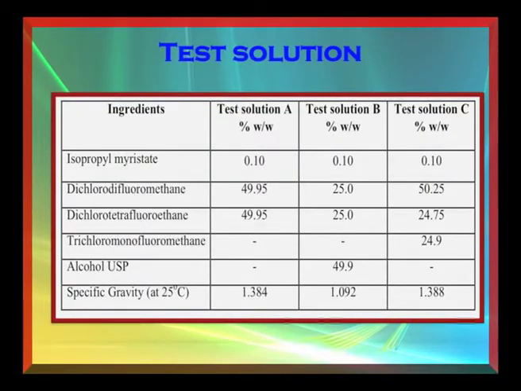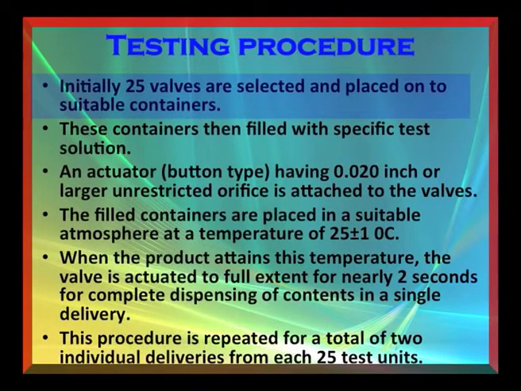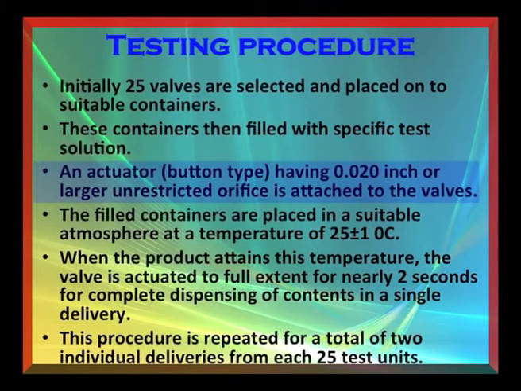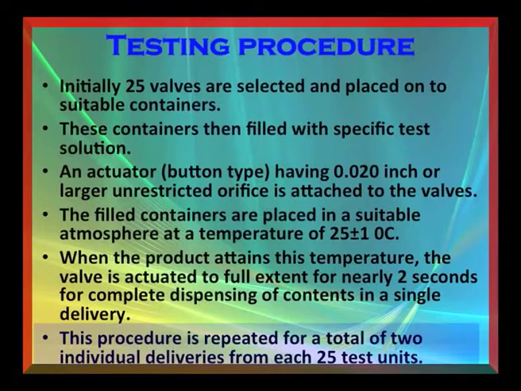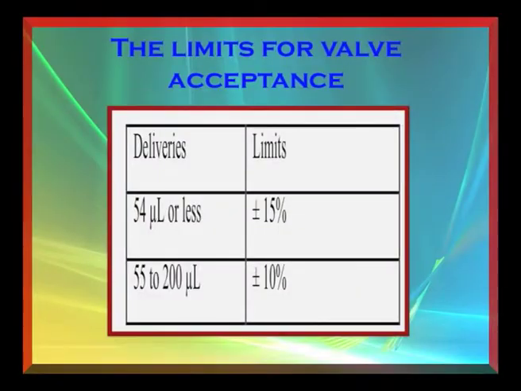Now move toward testing procedure. Initially 25 valves are selected and placed onto suitable containers. These containers are then filled with specific test solution. An actuator having 0.020 inch or larger unrestricted orifice is attached to the valves. The filled containers are placed in a suitable atmosphere at a temperature of 25 degrees centigrade. When the product attains this temperature, the valve is actuated to full extent for nearly 2 seconds for complete dispensing of contents in a single delivery. This procedure is repeated for a total of 2 individual deliveries from each of the 25 test units. The content delivery through valve per actuation in microliter is equal to individual valve product delivery weight divided by specific gravity of test solution. Now what are the limits for this valve acceptance?